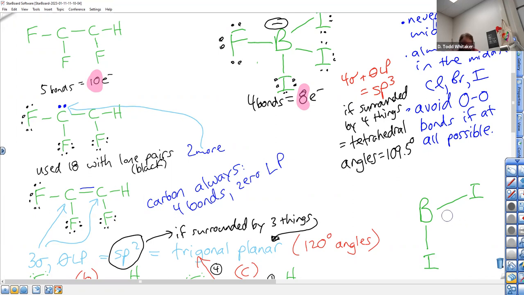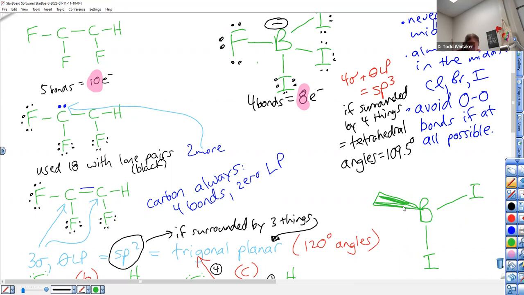I'm going to draw something totally ridiculous. Why is that just insane? What's your angle here? 270? 220? And then what's your angle here? 50? Don't do that. Hope you didn't copy that down. It goes like this, ladies and gentlemen.